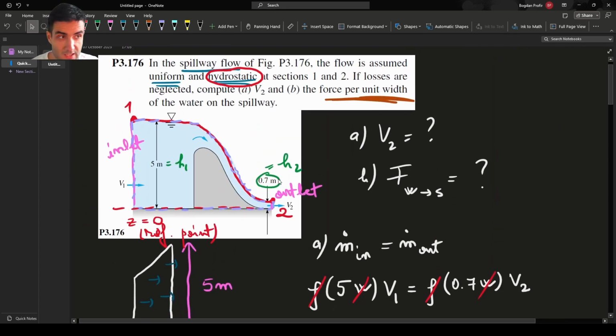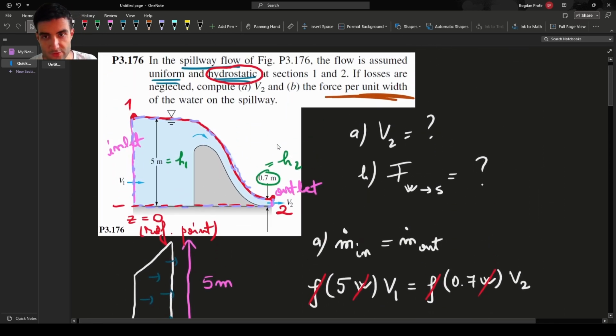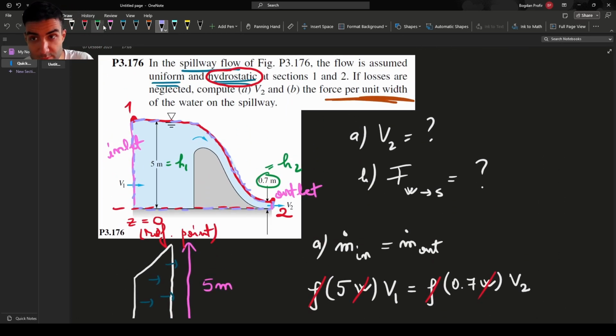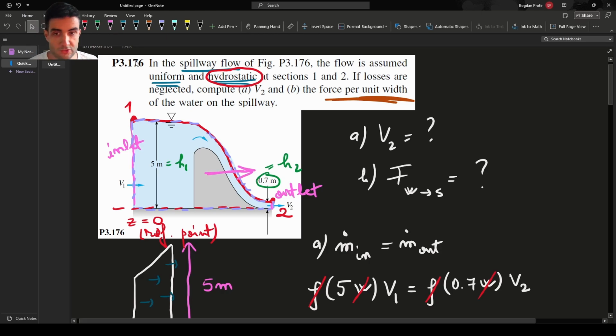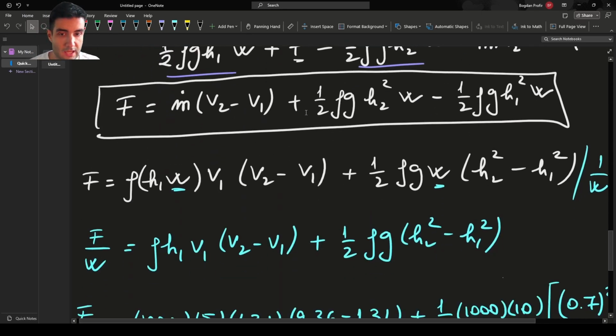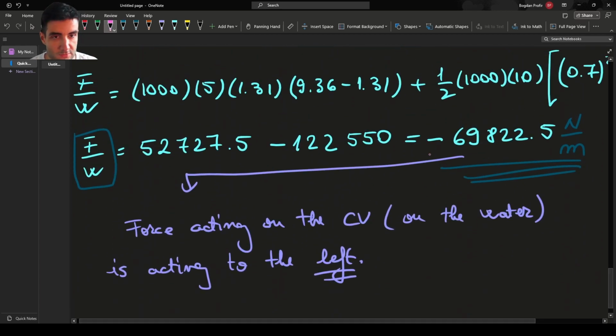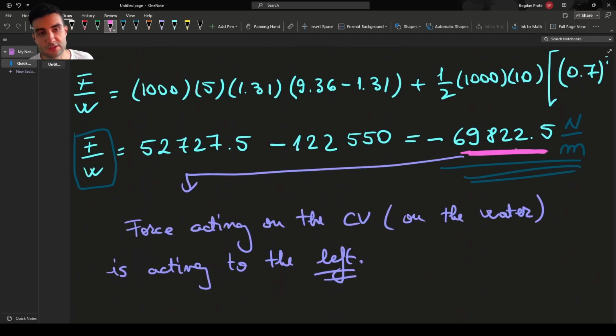Which means that actually the spillway experiences a force to the right because of Newton's third law, right? So the spillway will experience a force this way, which is exerted by the water, and the value of that force is going to be 69,822.5 newtons per meter. So I should say force per width, not force, but yeah, you get the idea. So that's how this problem works, and that's the end of it.